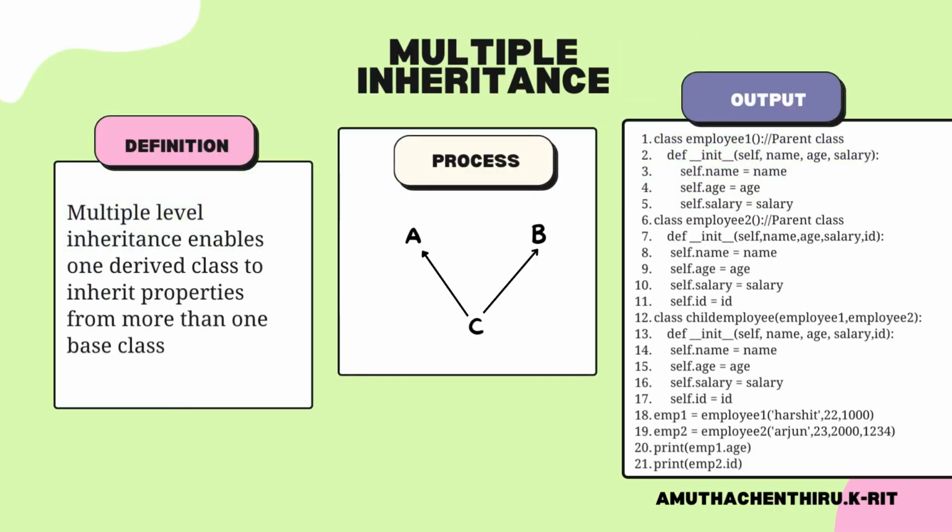Next one, multiple inheritance. Multiple inheritance is nothing but it enables one derived class to inherit properties from more than one base class. So here there are one or more parent classes but only one child class. In this example, I have taken two parent classes, employee 1 and employee 2, and a child class child employee, which is inheriting both parent classes, by instantiating the objects M1 and M2 against the parameters of the parent classes.